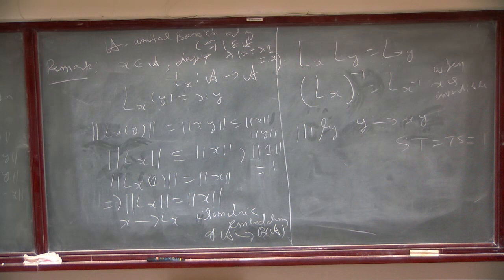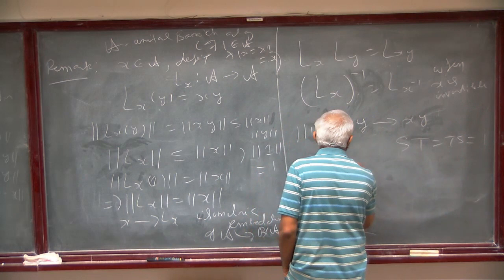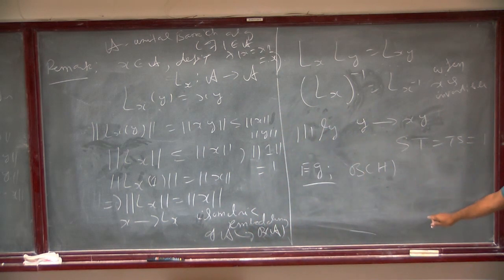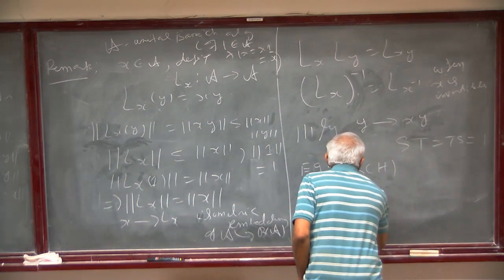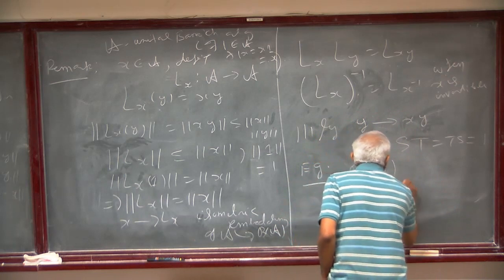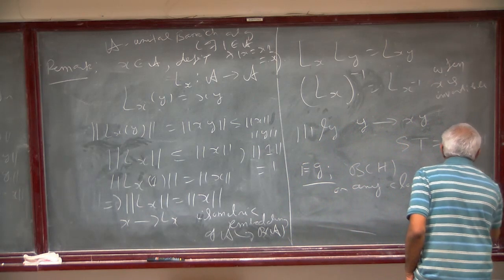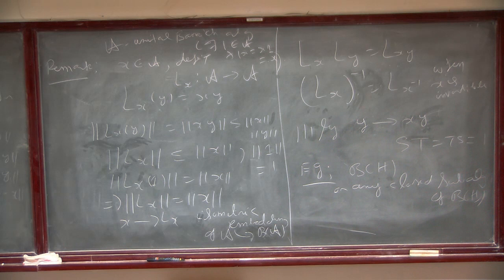Okay, so let's see some examples. I'm sure all of you have seen these examples. First, the most general example we are going to consider is B of H. This is a Banach algebra, you know that, since the operator norm satisfies the Banach inequality. And you can take any closed subalgebra of B of H.